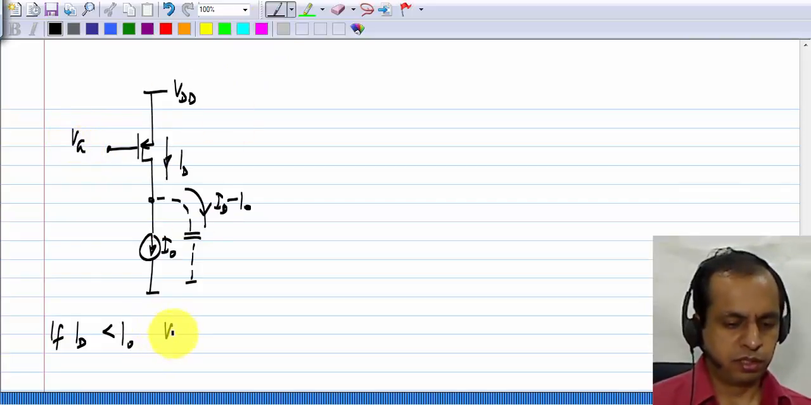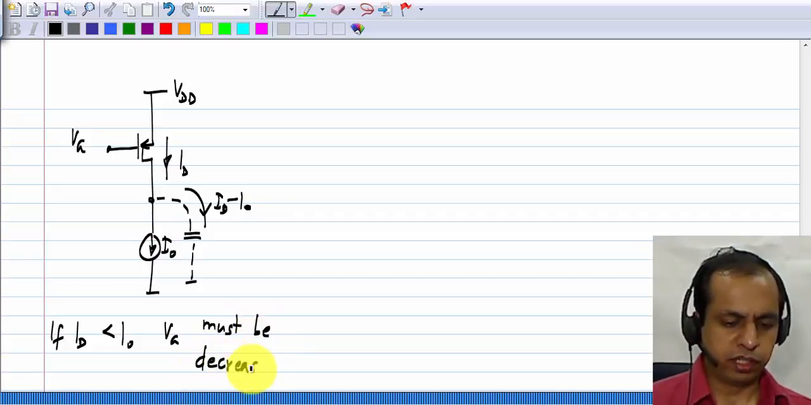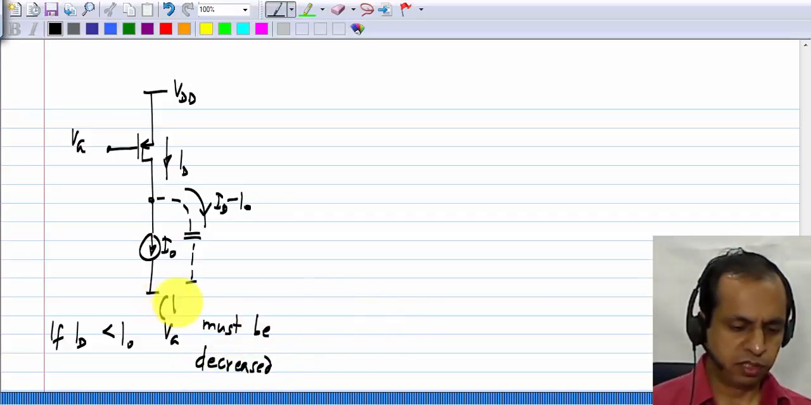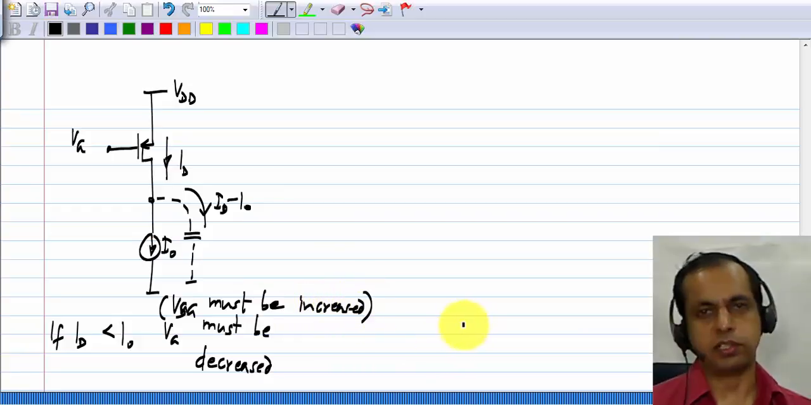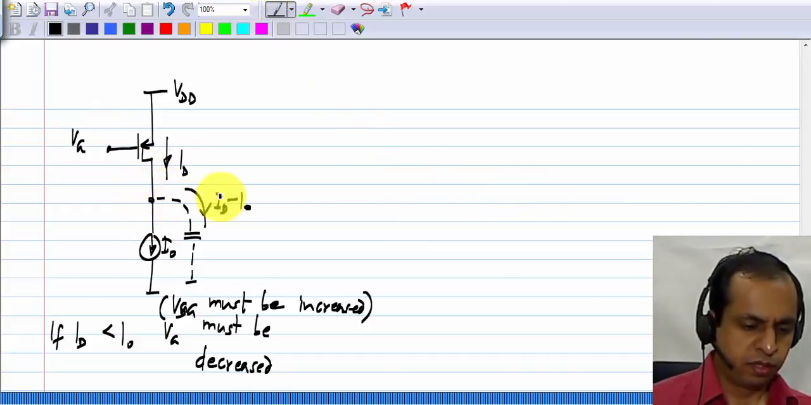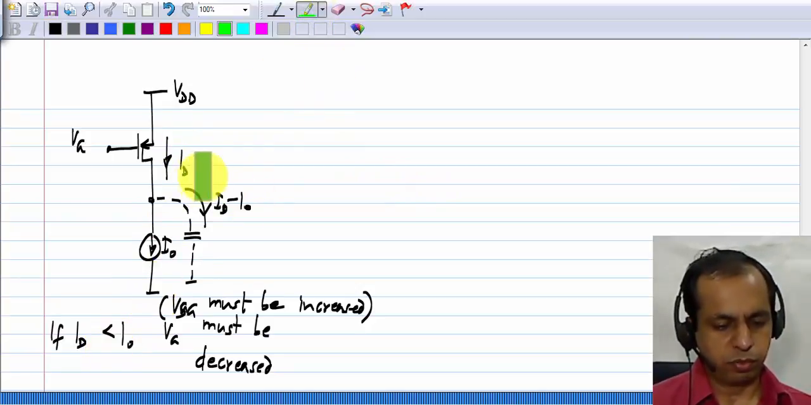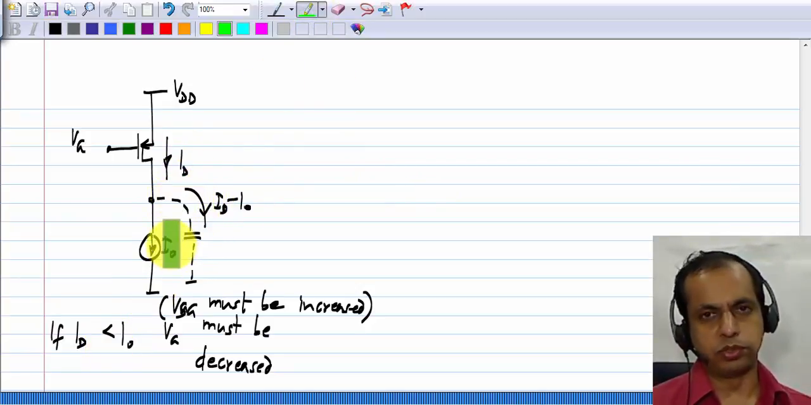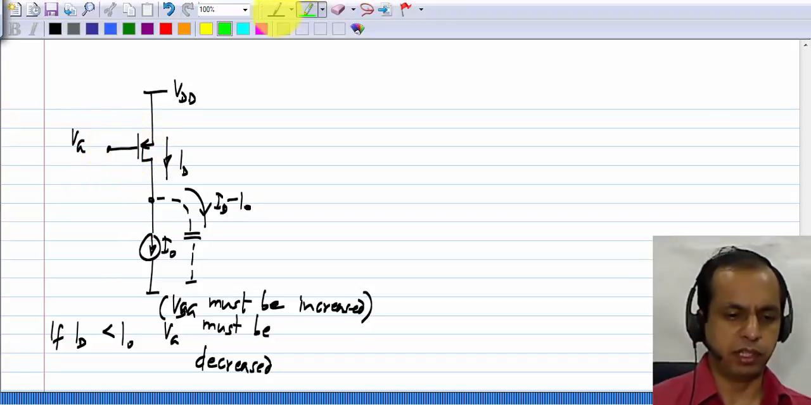Also, if the drain current is smaller than desired, if ID is smaller than I0, the gate voltage VG must be decreased. This is because the source gate voltage VSG must be increased, right? So VG must be actually reduced. And how do I do that? If ID is smaller than I0, what happens is this voltage goes on decreasing. So the variation at the drain is exactly in the same direction as the variation we need at the gate. This is exactly the same as in the NMOS case.